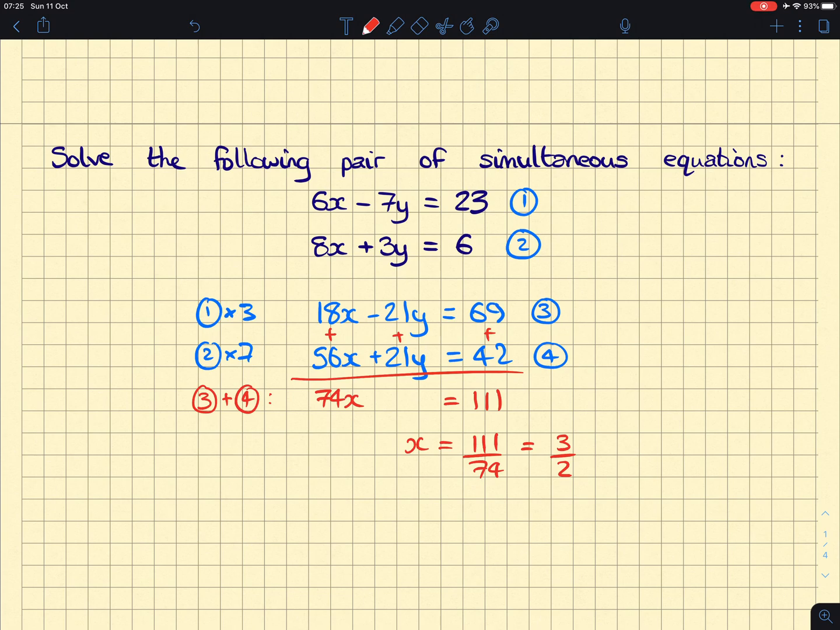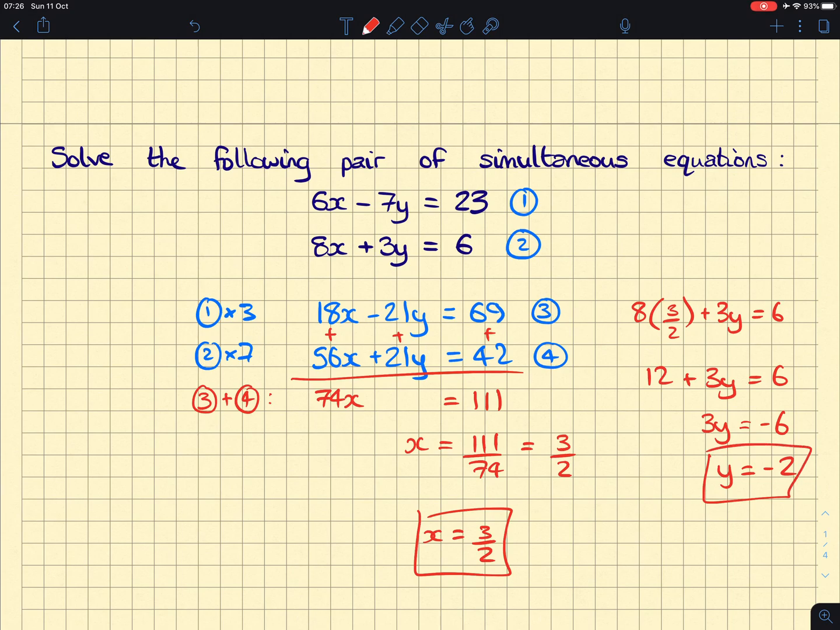Once we've got our x value, I'm going to then sub it into this equation here in order to find y. So we're going to end up with 8 lots of x, which was 3 over 2, plus 3y equals 6. 8 times 3 over 2 will give us 12, plus 3y equals 6. Take away 12 from both sides, will give us 3y is minus 6, and then divide both sides by 3, give us y is minus 2. So we should really have written this out separately: x is 3 over 2, and y is minus 2.